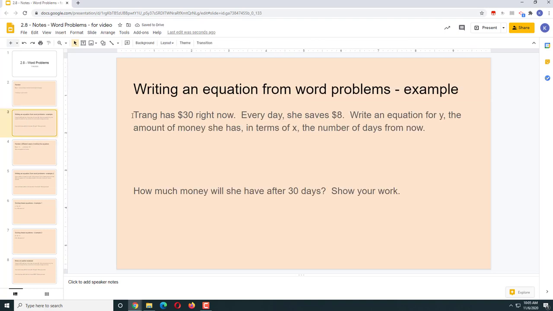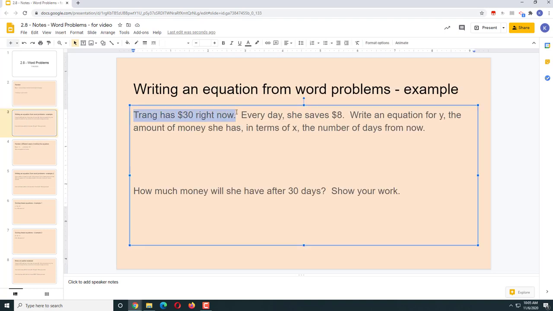So for example, Trang has $30 right now. Every day she saves $8. Write an equation for Y, the amount of money she has, in terms of X, the number of days from now. Then we will have, so the slope is going to be $8 per day. Y-intercept, the start number, is $30. So the equation is going to be Y equals 8x plus 30.